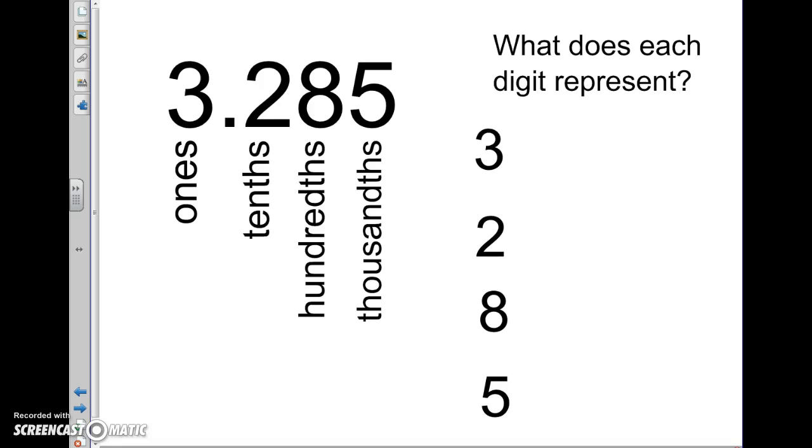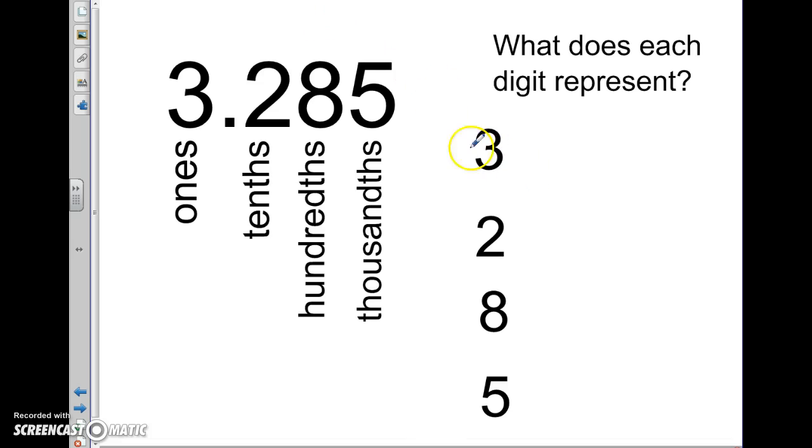So if we look at a number like this, 3.285, remember that the digit immediately to the left of the decimal point is the ones. Immediately to the right of the decimal point is the tenths, then to the right of that is the hundredths, and to the right of that is the thousandths. As we look at 3.285, what I want you to think about is, what does each digit represent? What does the 3 represent?